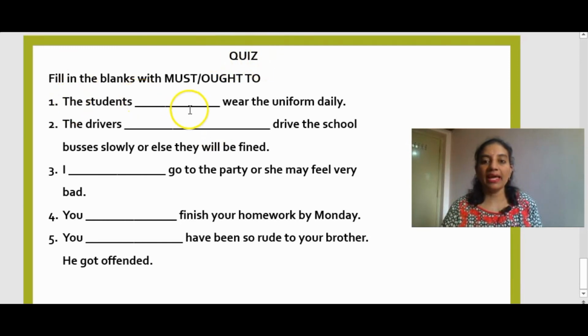The students dash wear the uniform daily. The drivers dash drive the school buses slowly, or else they will be fined. I dash go to the party, or she may feel very bad. You dash finish your homework by Monday. You dash have been so rude to your brother, he got offended.